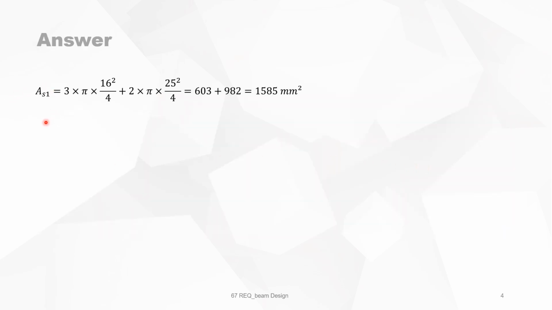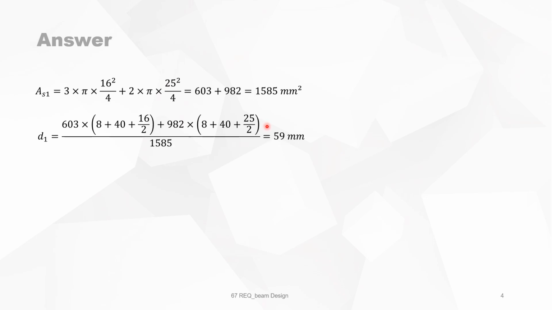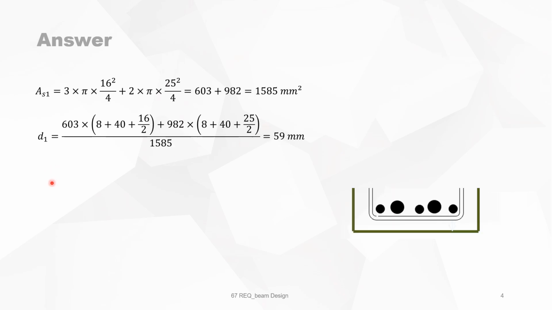We start by calculating the total amount of tension reinforcement, which is 3 diameters 16 plus 2 diameters 25. It gives you 603 plus 982, it's 1,585 square millimeters. Then d1, the point of gravity of the reinforcement.